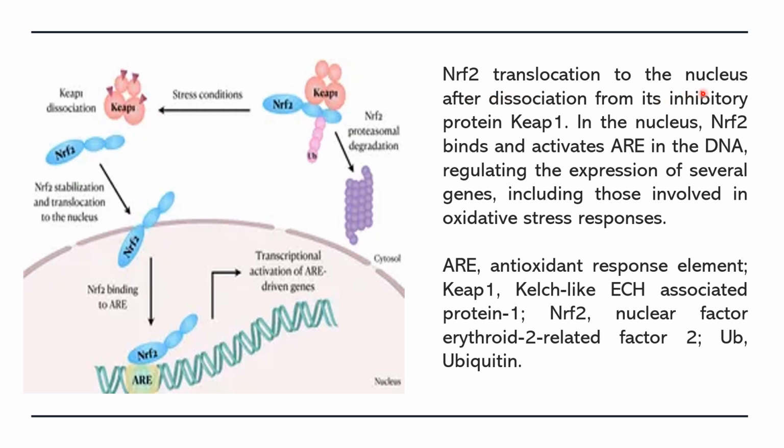This is the molecular mechanism of how NRF2 acts. NRF2 translocates to the nucleus after dissociation from its inhibitory protein KEAP1, which is the Kelch-like ECH associated protein 1. Normally this NRF2 remains bound with this KEAP1, and when there is any kind of oxidative stress, there will be detachment of NRF2 from KEAP1, and this NRF2 then enters the nucleus and binds to a specific region on the DNA, that region is ARE. ARE stands for antioxidant response element. So it will bind and activate this ARE in the DNA, and it will regulate the expression of several genes, including those involved in the oxidative stress responses. And we know that all these multiple genes will protect cells from oxidant damage.